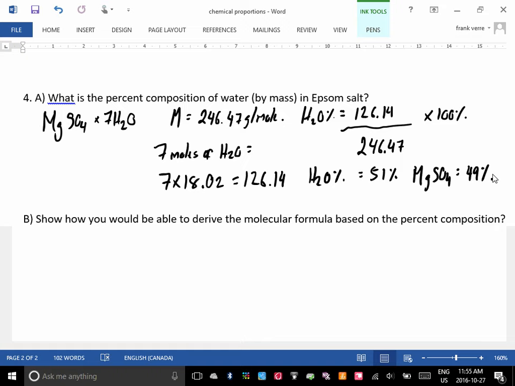Okay, so I'm going to show you an example. Let's imagine that you didn't know the formula for magnesium sulfate heptahydrate. You knew what magnesium sulfate was. You knew that there's water, but you didn't know how many water molecules. So you would look at it in terms of something like this. You would say, okay, I have magnesium sulfate, and I know there's water attached to it, but I don't know how much water. So I'm going to leave it as an X.